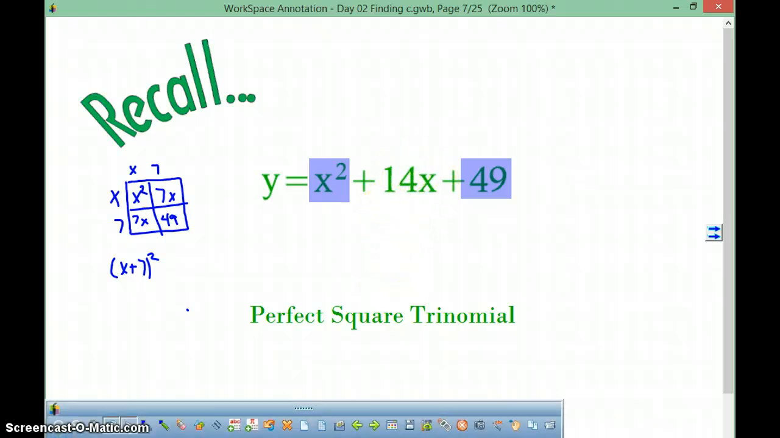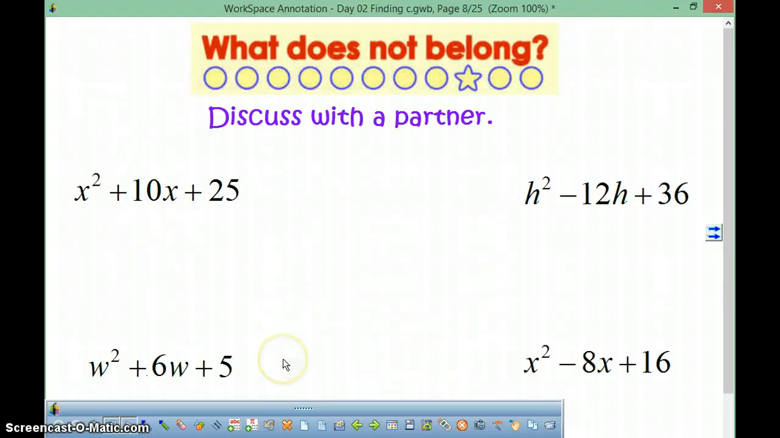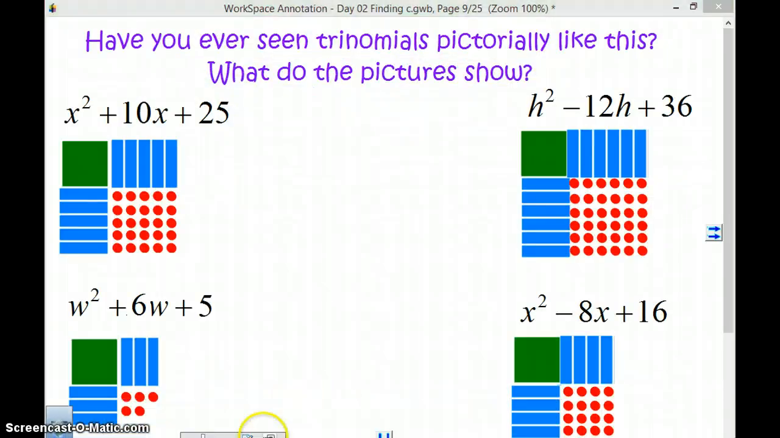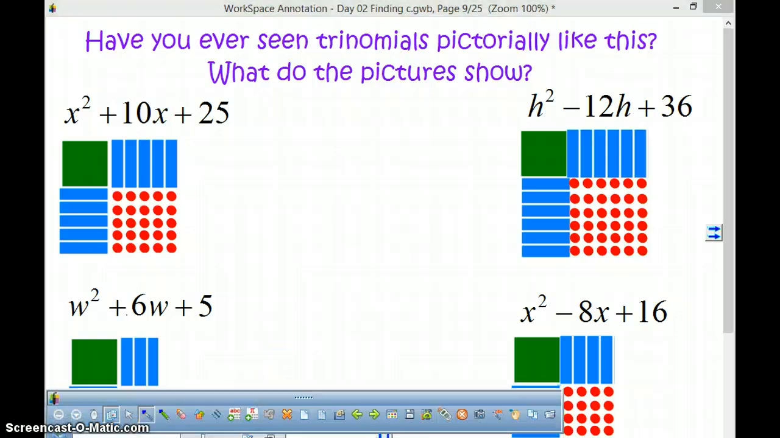All right, let's keep going here. Take a look at these equations. Which one does not belong? Hopefully you're thinking about it. This is the one that does not belong. Why? Because this one is not a perfect square trinomial. Take a look at this slide. Do you know these are the same equations? What do you notice about each of those? These are algebra tiles. Let me show you something.